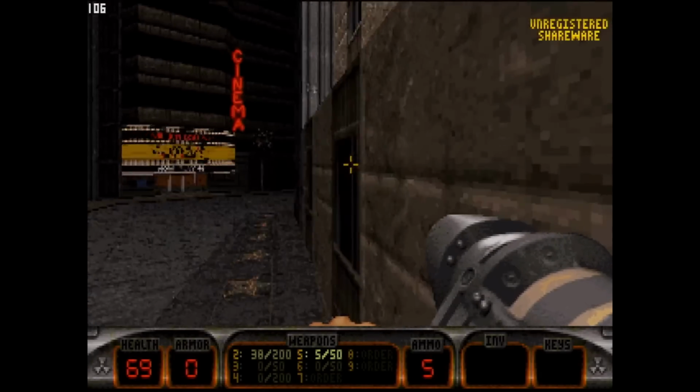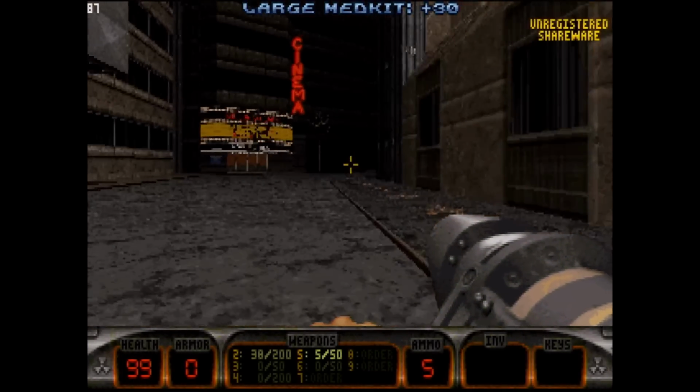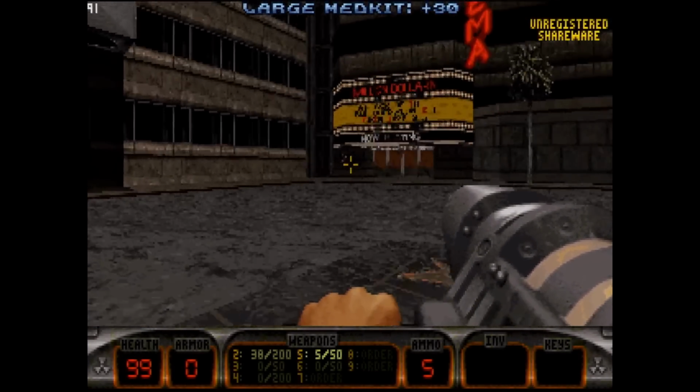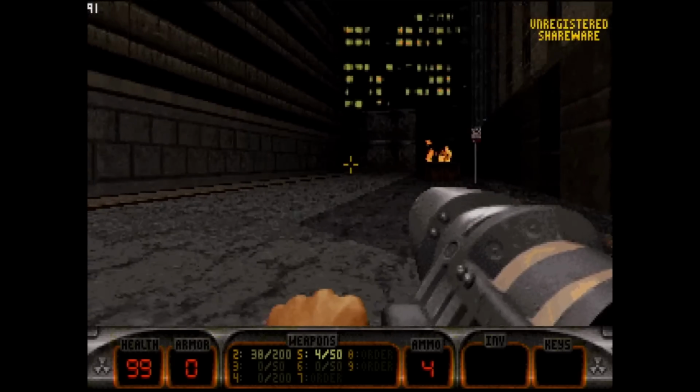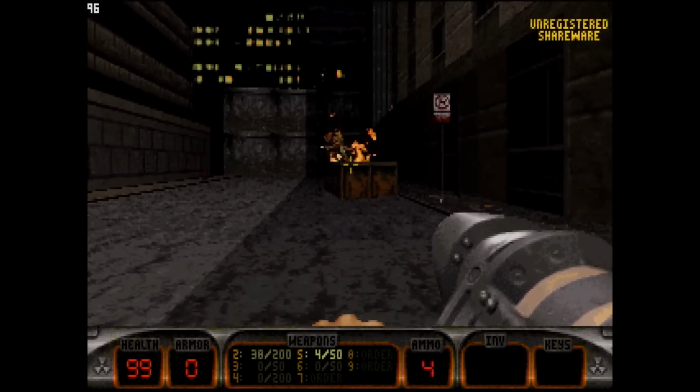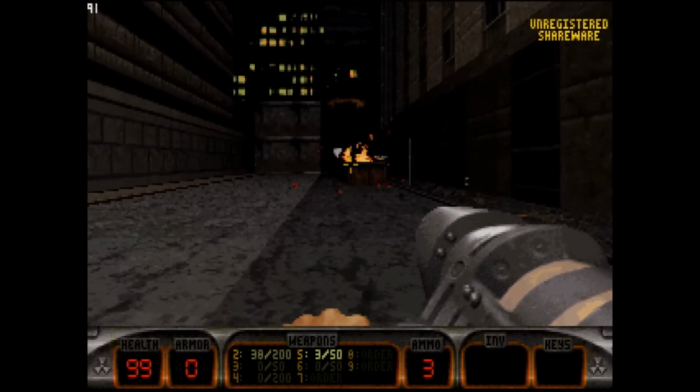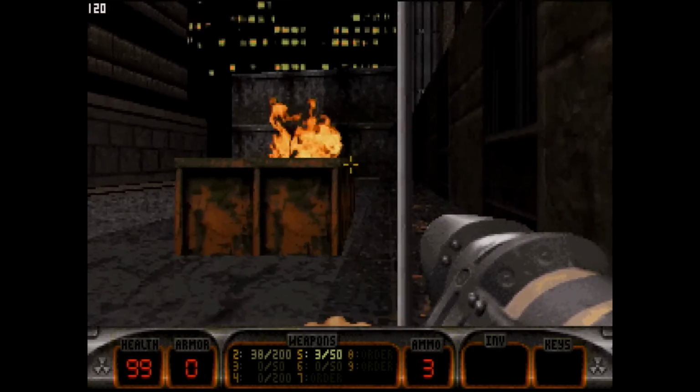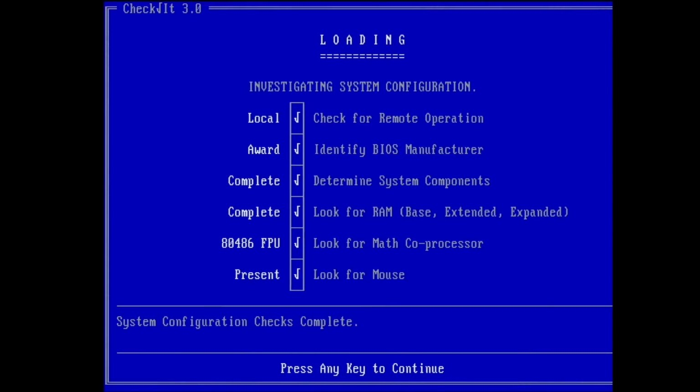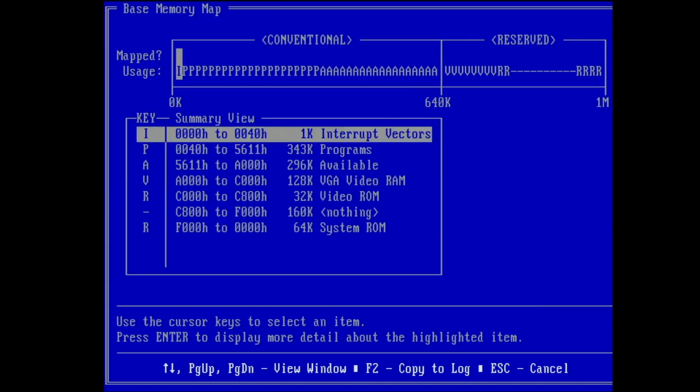Now, before we look at Duke 3D, I want to explore banked memory. And then later on with VESA 2.0, we'll look at the linear frame buffer. In VESA 1.2, we only have access to banked memory. And what is that? So let's have a look at Checkit. And in Checkit, you have this nice memory map.